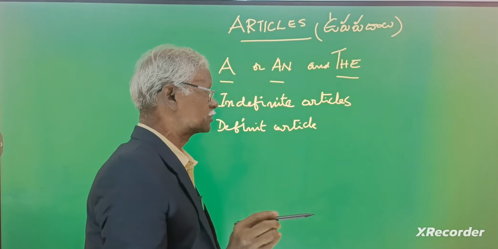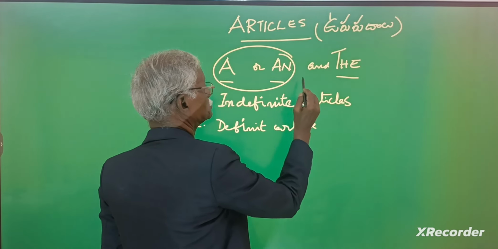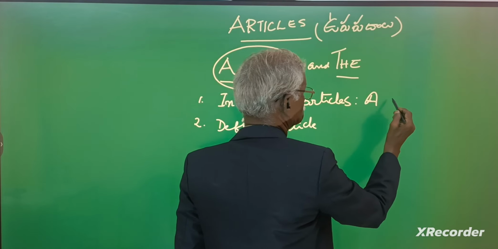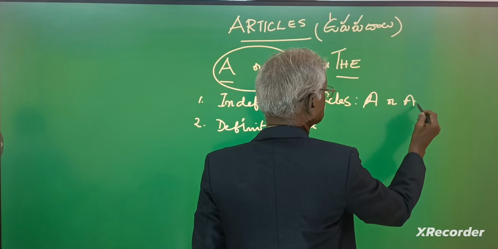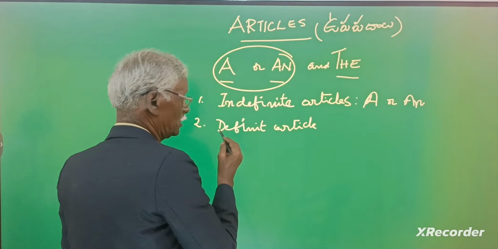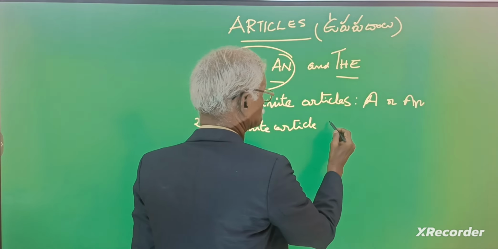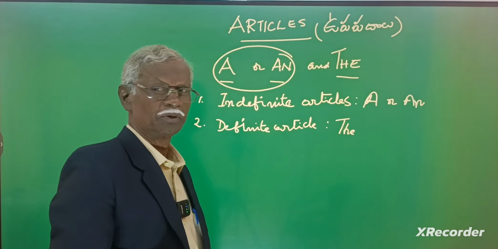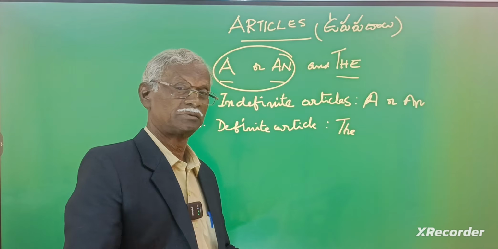Which are called indefinite articles? The first 2, that is a or an. This is the indefinite article. Which is called the definite article? The. Some people pronounce it the, and some other people pronounce it the.